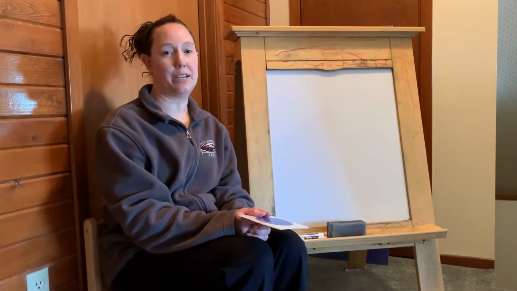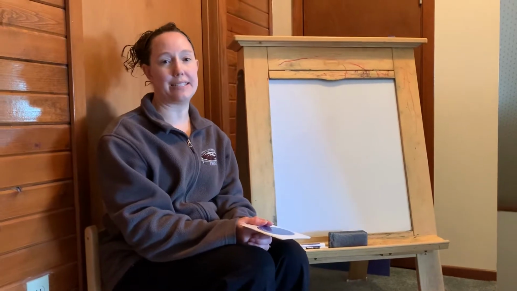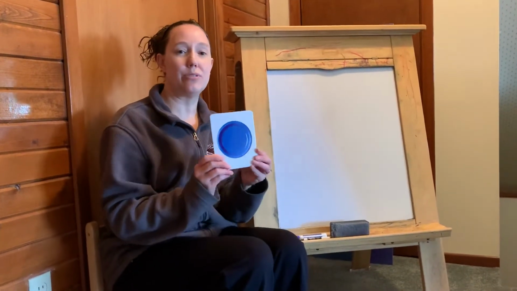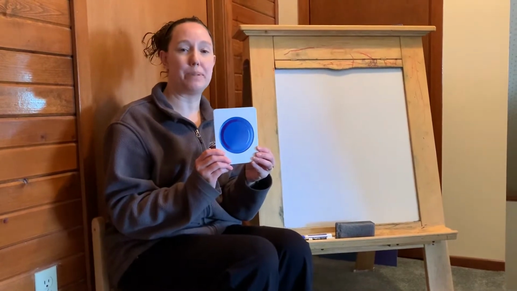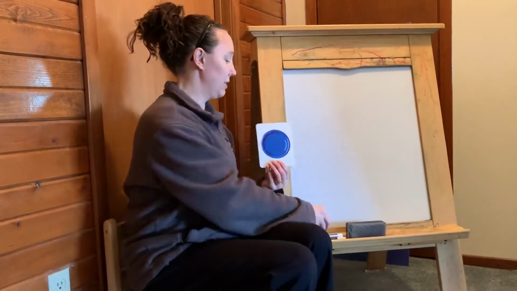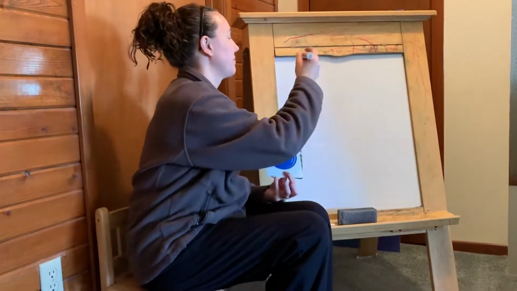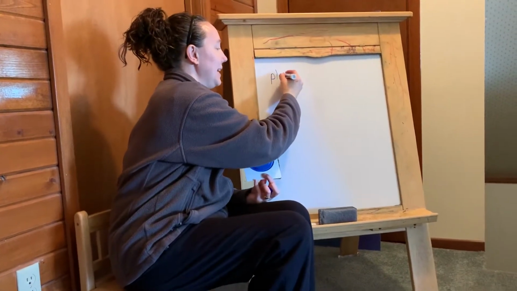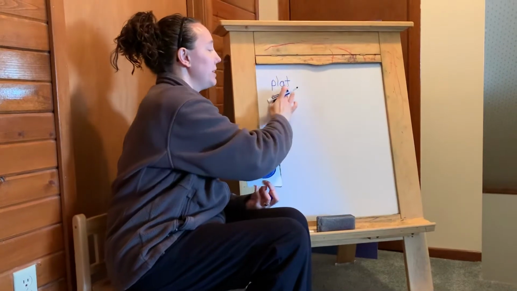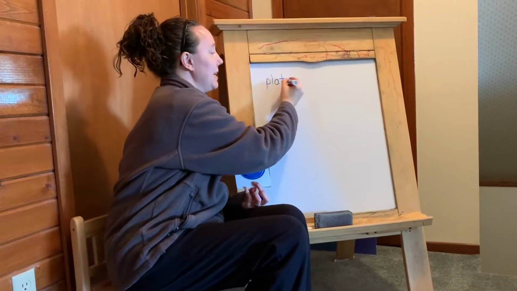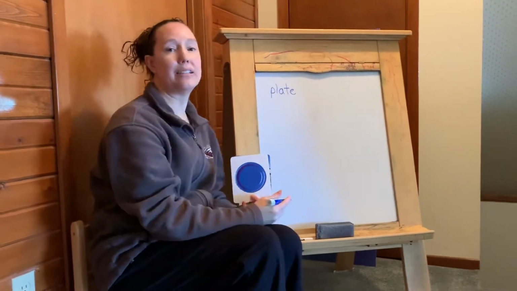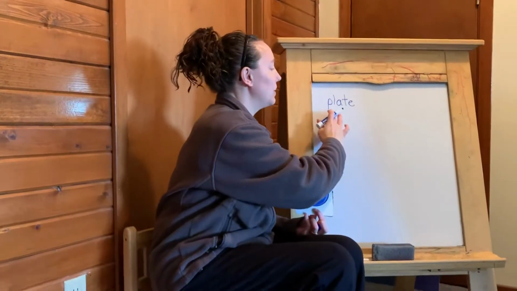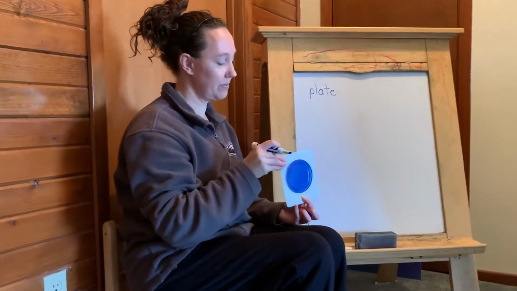Let's spend a little bit more time talking about that long A sound. I found some of our picture cards, and the first picture we have is plate. When I write out plate, we have the P-L-A-T. But in order for this to say A, I need to have that silent E, or that bossy E, at the end. That gives me the word plate.